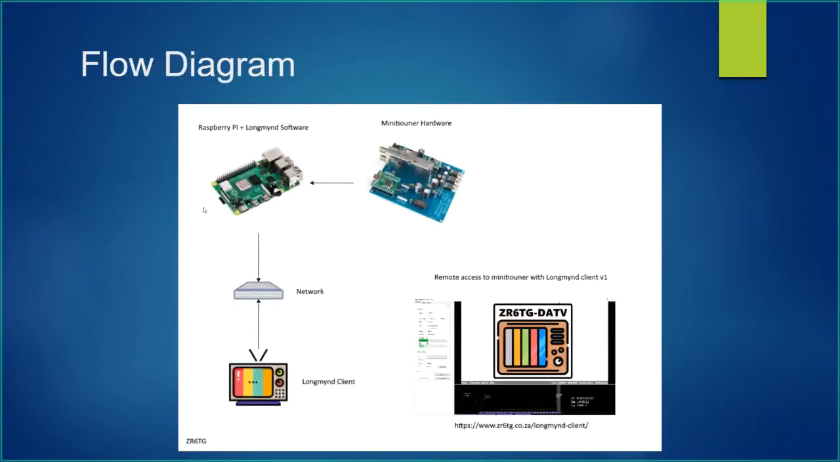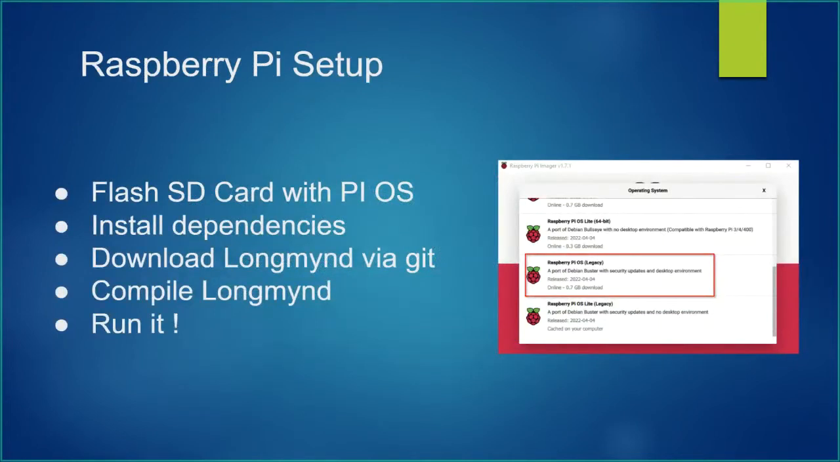That's a little flow diagram just to give the idea. Mini tuner hardware connected to a Raspberry Pi plus the modified Longmint software. That's connected to the network. And then the last piece of the puzzle is the Longmint client. That's the software that I developed on my side. Before we get into that, have a look at what needs to be installed on the Raspberry Pi.